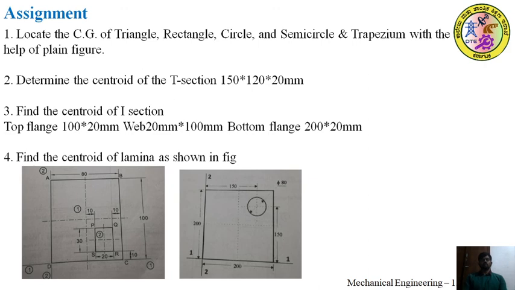And these are some assignments the students can try at home. Locate the center of gravity of triangle, rectangle. I already explained this one. Commonly they are going to ask in the exam. And determine the center of T section 150 by 120 by 20 mm. Find the center of I section. And the fourth one is find the center of the lamina as shown in the figure. You guys try at home.